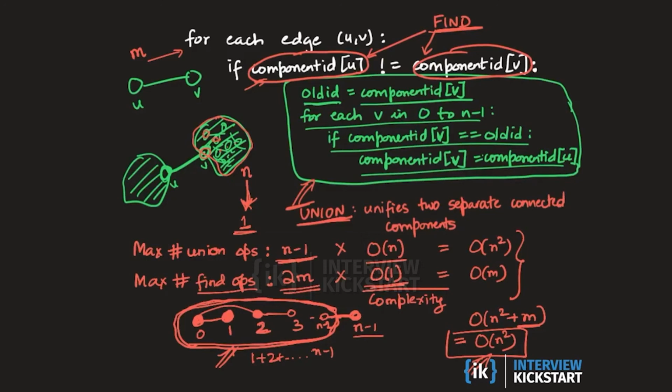So if we had to give this method a name, what we could do is we could note the fact that the find operation was trivial here, so let's call this method quick find, because the union operation was expensive, but at least the find operation was quick.